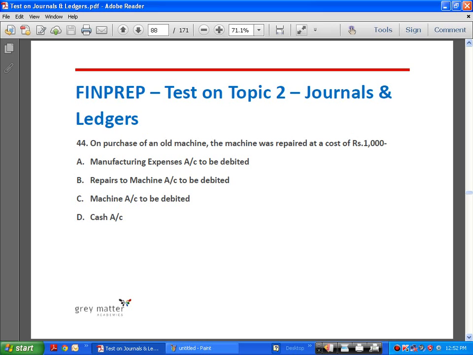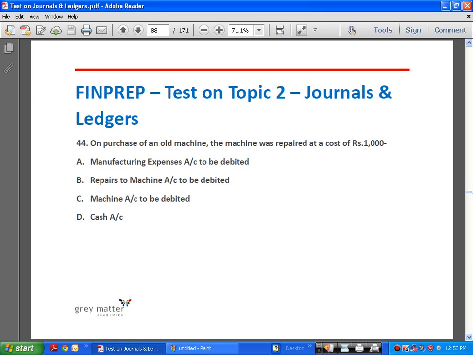On purchase of an old machine, the machine was repaired at a cost of 1,000 rupees. Again, see here an old machine or a second-hand machine has been purchased, and in order to make the machine ready for use, some expenses have been incurred. That is 1,000 rupees has been incurred in order to get it ready for use. Hence, it would be wrong to charge off this as an expense, because without this expense, the machine cannot be put to its intended use.